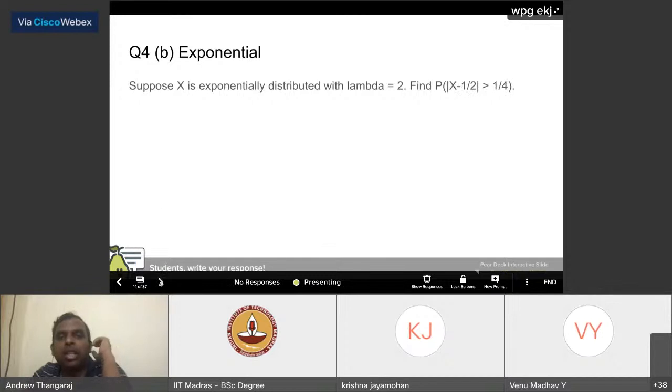Okay, so let's move on to the next one. After we do this one, I'll show you the solution to both. x is exponentially distributed with the same lambda, but the event is slightly different: mod x minus half is greater than 1 by 4.